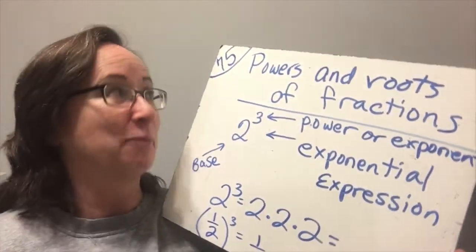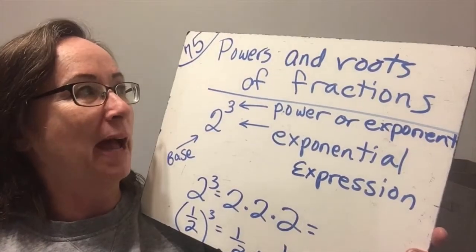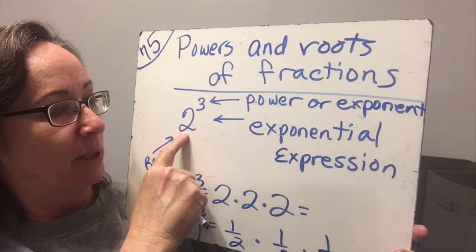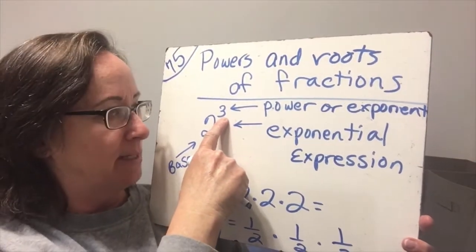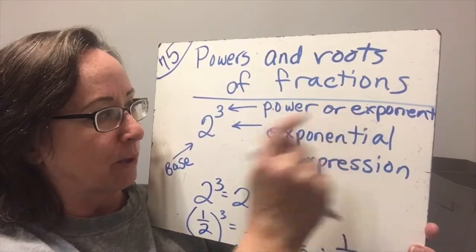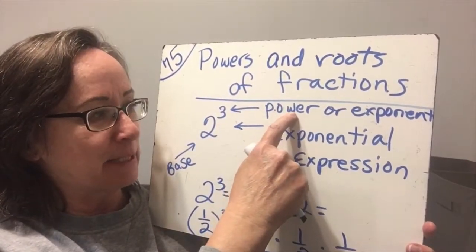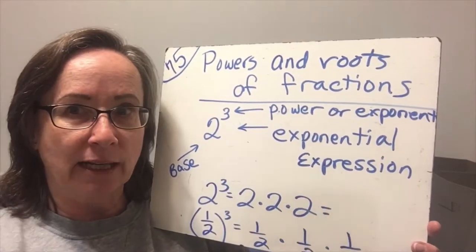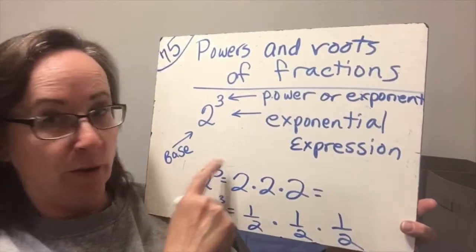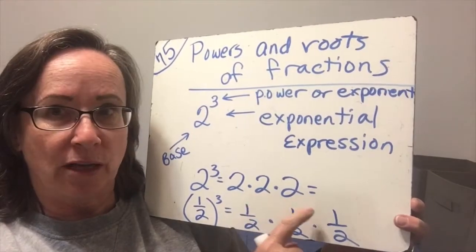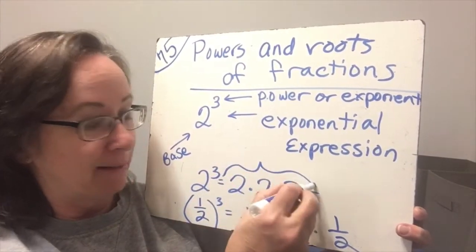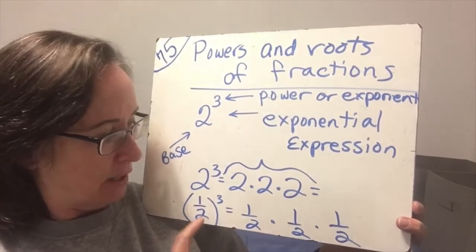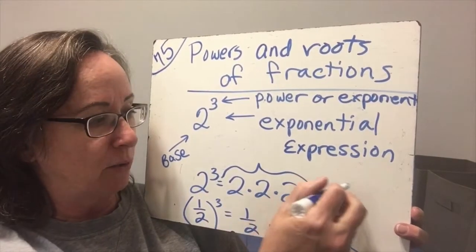And now we're back to business, and we're doing lesson 75, powers and roots of fractions. Now let's review a little bit. When we have a number that is raised to an exponent, we call that exponent either a power or an exponent. So 3 is the exponent, and 2 is the base. And the whole thing is called an exponential expression. And 2 cubed means 2 times 2 times 2. Now we would call this the expanded form, and we would call this the exponential form. Okay, so here we have 2 cubed is 2 times 2 times 2, which is 8.